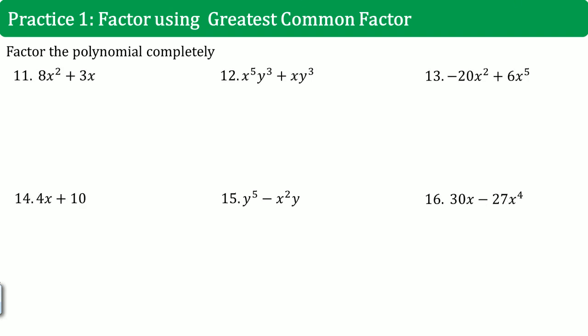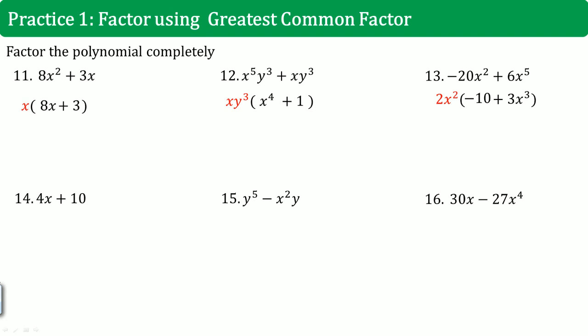Same thing for these problems. Number 11, the greatest common factor was an x. What is left inside is an 8x plus 3. Number 12, the greatest common factor is xy cubed. What is left over is x to the 4th plus 1. Number 13, what is the greatest common factor? 2x squared. What is left on the inside? Negative 10 plus 3x cubed.